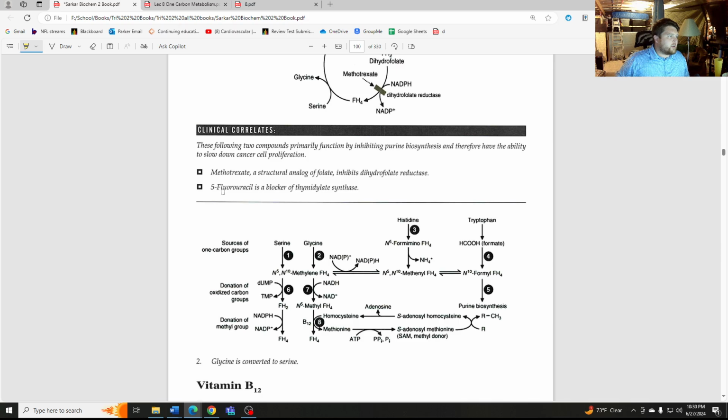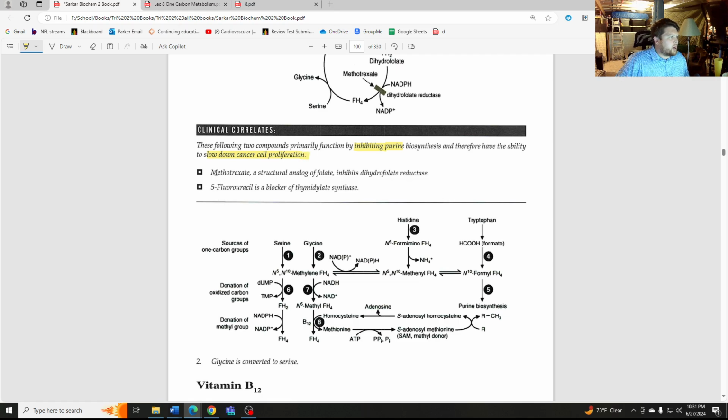So these following 2 compounds primarily function as a little clinical correlation. The following 2 compounds primarily function by inhibiting purine biosynthesis. Remember that word purine. Purines and pyrimidines are our nucleic acids that we use to make DNA. So they can inhibit the making of those purines, the DNA components, and because of that we can slow down cancer cell proliferation.